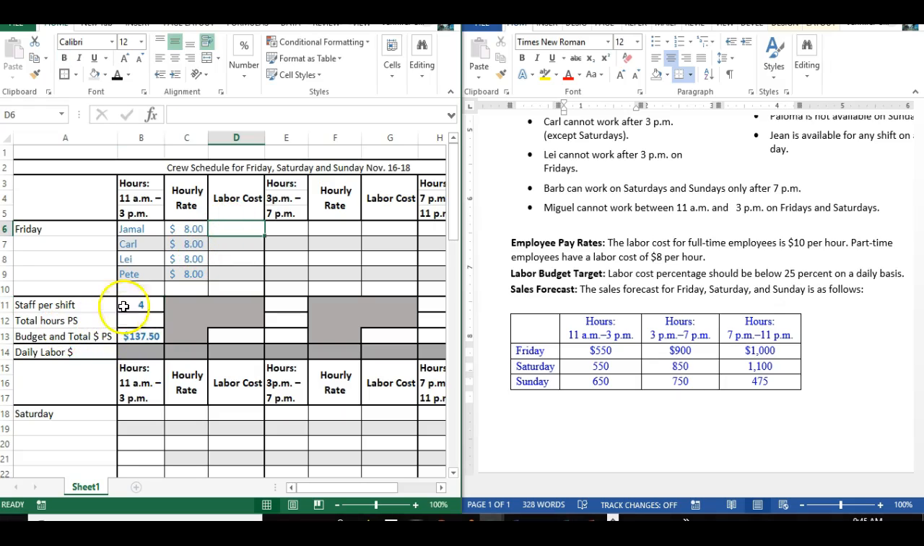And then total hours. So we know it's a 4-hour shift. We have 4 employees. So that's just 4 times 4. So we have a total of 16 hours that we are using for this lunch period.